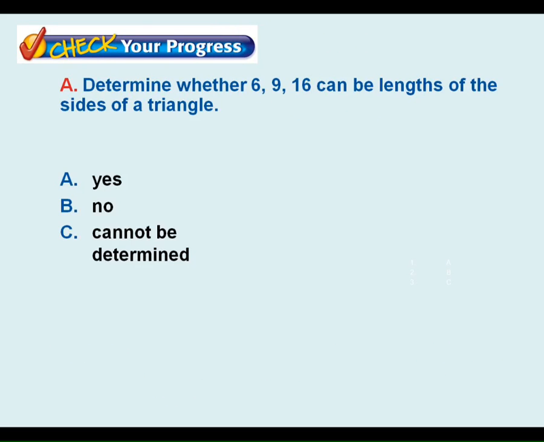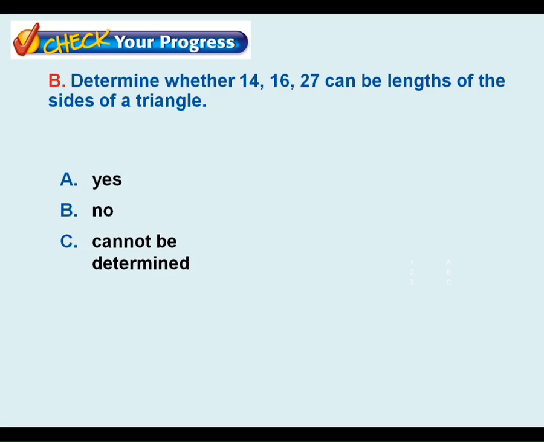How about 6, 9, and 16? Can it be a triangle? It cannot because 6 and 9 is 15. It's got to be greater than 16, the third side. So this would be no. It's not a triangle. 14, 16, 27. 14 and 16 is 30. That's greater than 27. Of course, if you add 27 and 16, it's greater than 14. And if you add 27 and 14, it's greater than 16. Not too terribly difficult. That would be a triangle.